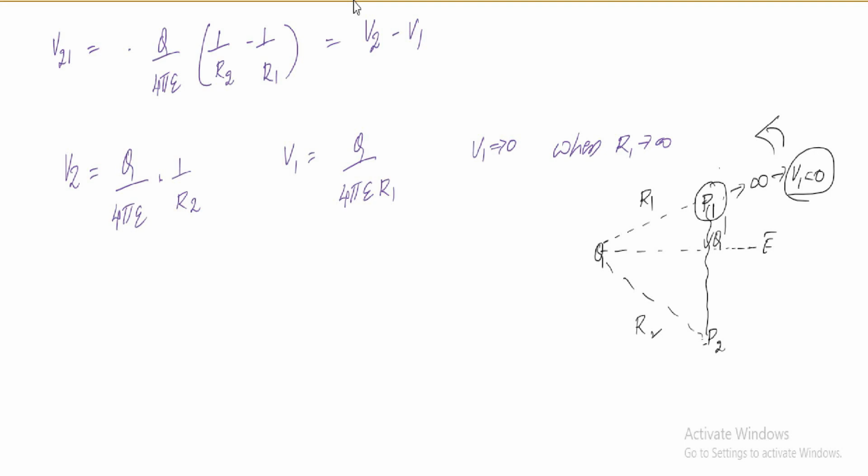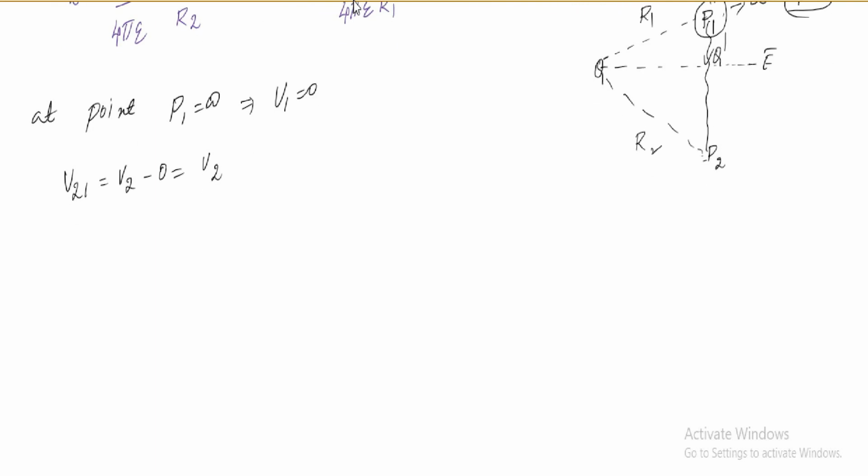So at point P1, which is at infinity, V1 becomes zero. So V21 is equal to V2 minus zero, which is equal to V2. From this we can write V21 is equal to V2, which is equal to V. This can be written as minus integration from infinity to r of Q by 4 pi epsilon r square dr. If you do the integration, you will get Q by 4 pi epsilon r.